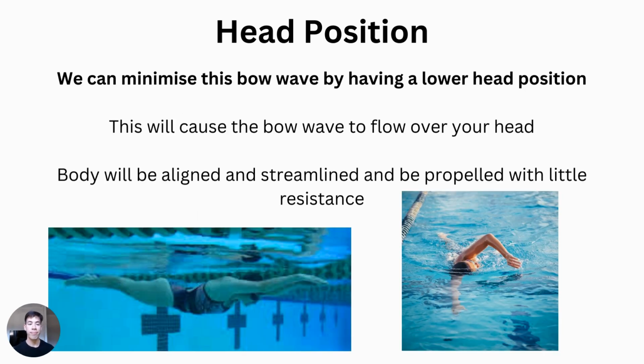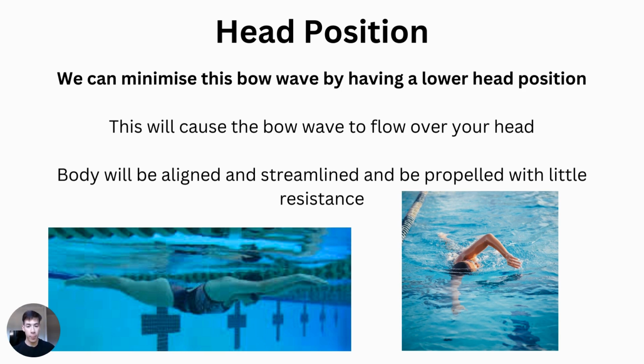So, like I mentioned earlier, we can minimize this bow wave by having a lower head position. This will cause the bow wave to flow over your head as opposed to just being right in your face. So once this is done, you'll find that your body will be much more aligned and streamlined, and you're also going to propel yourself forwards with little resistance. So looking at this swimmer on the left here, we find that they have a perfect head position, head locked in between the arms, looking straight down. And that's what you want.